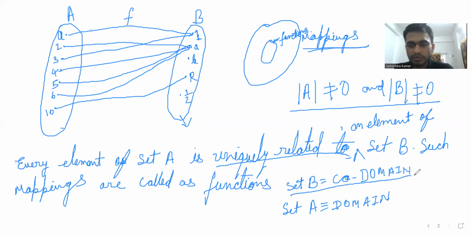But we all must have heard of the word range. So what is range? Range is going to be all the elements which got used in the set B. So the used elements of set B, call it B prime. So that is going to be R, A, and 1. So this is our range.